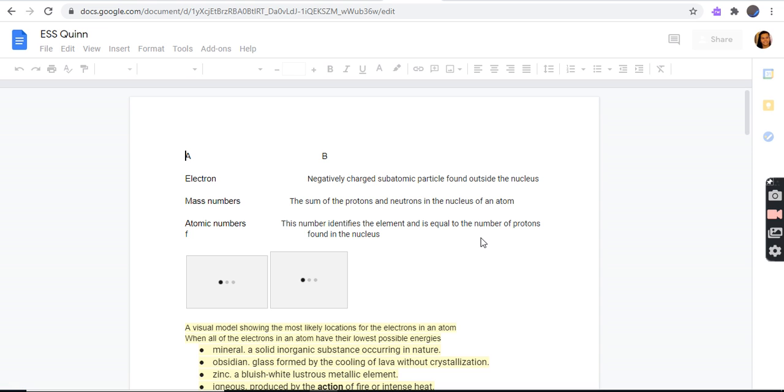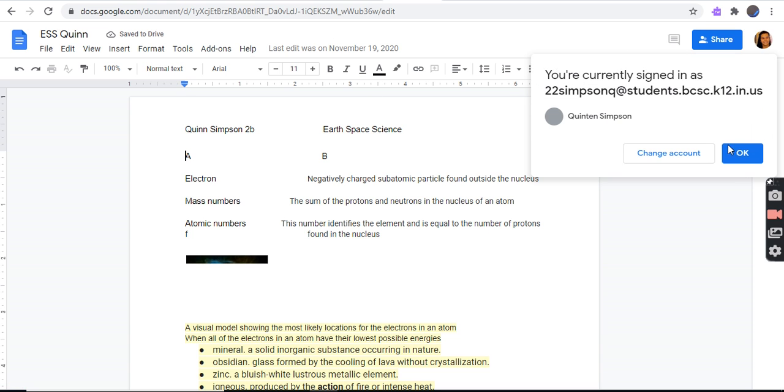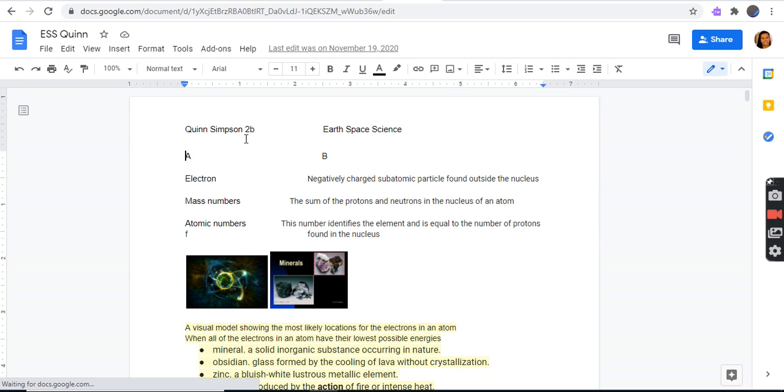All right, Earth Space Science, Quinn. Okay, so this was made by Earth Space Science. 2B is a 4-period, A through B. This was 12 pages long, so I don't even know how long I'm recording, but we had to do that by the end of fall. We had to do this by the first day until the end of fall, like after the end of the first week that we just started.